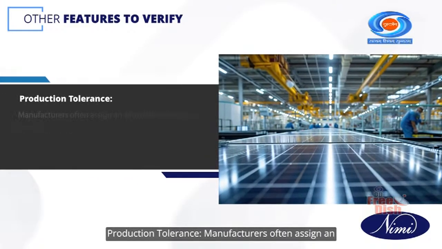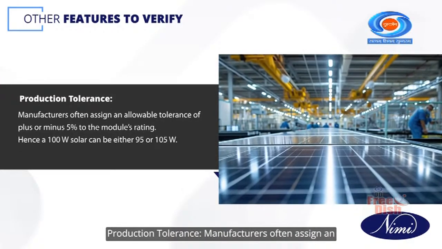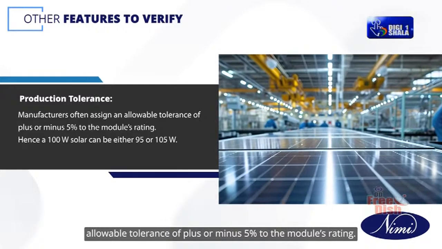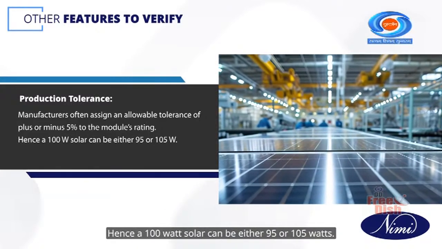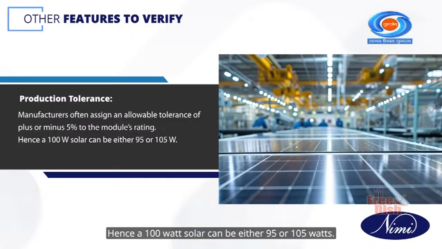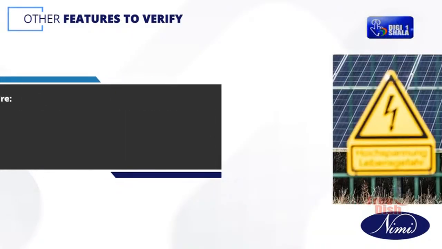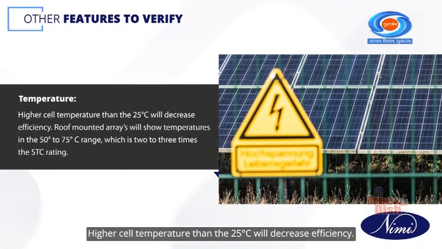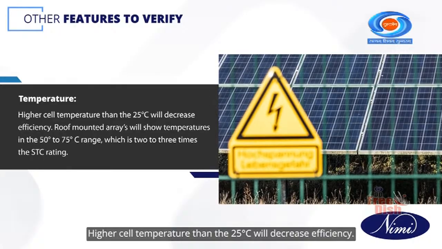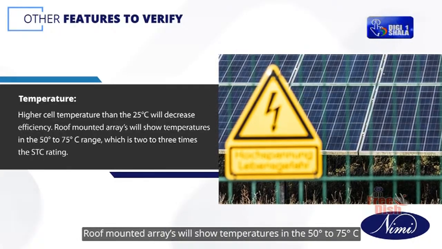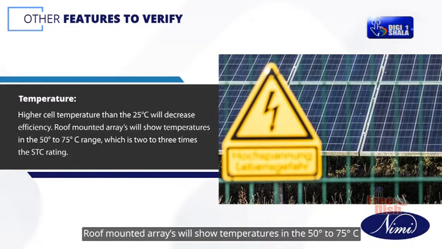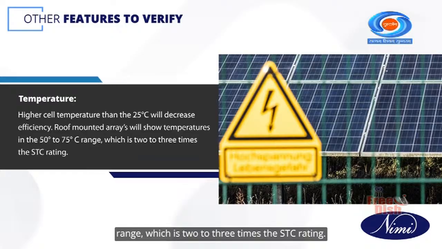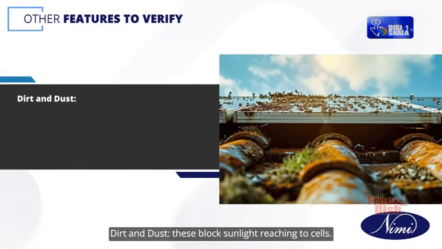Production tolerance. Manufacturers often assign an allowable tolerance of plus or minus 5% to the module's rating. Hence, a 100 watt solar panel can be either 95 or 105 watts. Temperature. Higher cell temperature than the 25 degrees Celsius will decrease efficiency. Roof-mounted arrays will show temperatures in the 50 to 75 degrees Celsius range, which is 2 to 3 times the STC rating.